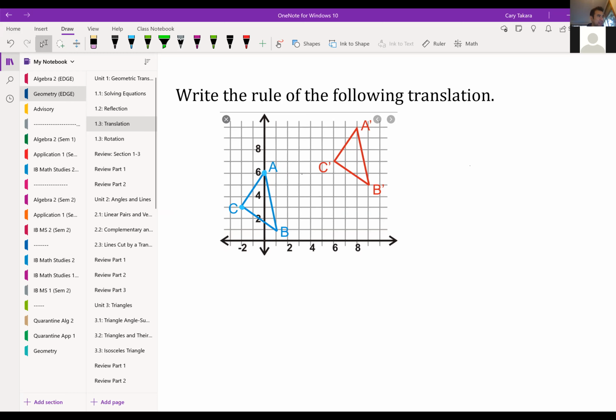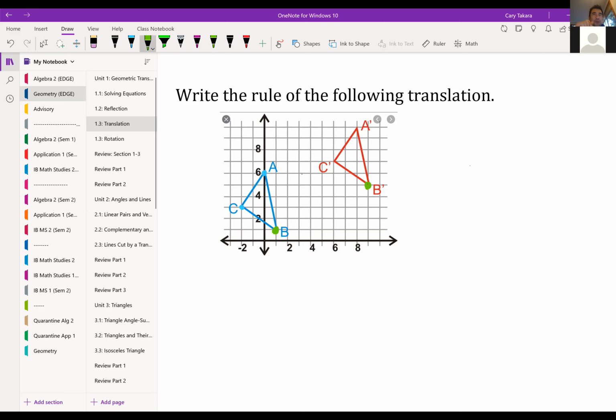Okay, so it's been about a minute. So let's figure out the translation. To do this, you can just pick any point. I'm just going to pick B. And then the new location is right over here.